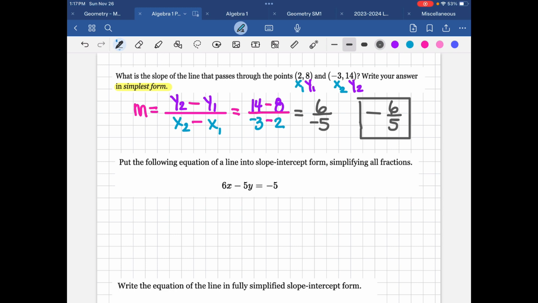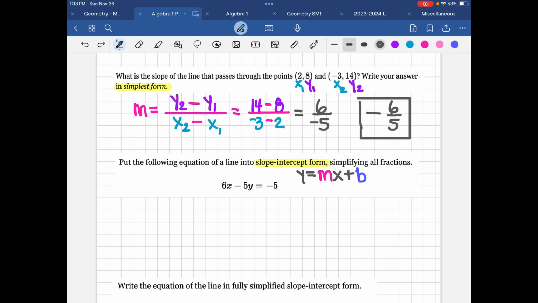Put the following equation of a line in slope-intercept form, simplifying all fractions. Slope-intercept form, remember, is y equals mx plus b. And remember, this sign goes with the B, but we're not graphing, so it's okay to not have that.